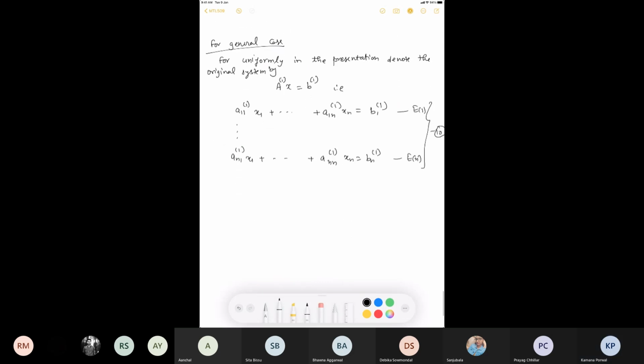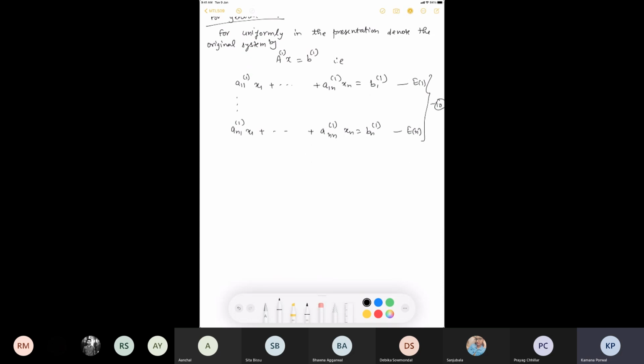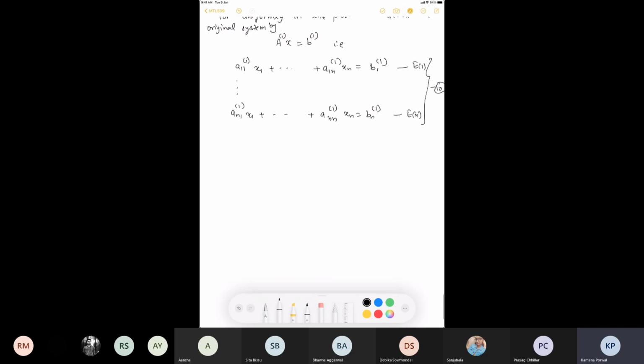So what will be the first step? We just eliminate x1 from E2 up to En, right? And we'll get a resulting system. And from the resulting system, we eliminate x2 from E3 to En, right? So this is the process we have to repeat. So let me write a general step K, that what we will do in the step K. So for K equals 1, 2 up to n minus 1, we carry out the following elimination step.